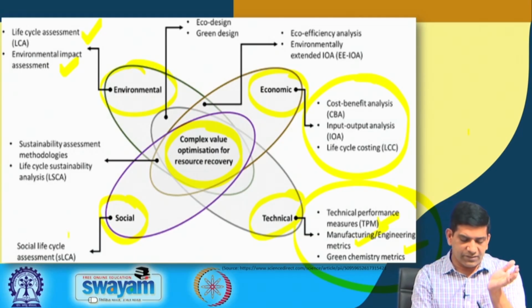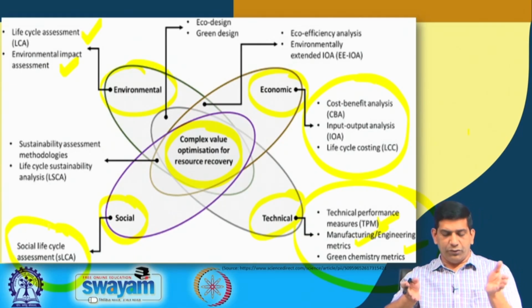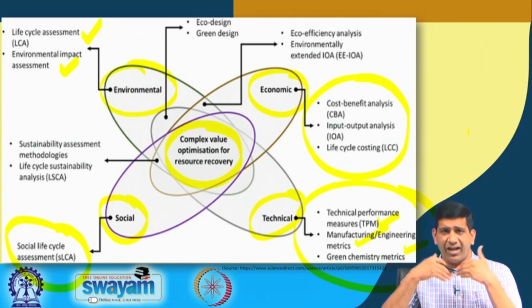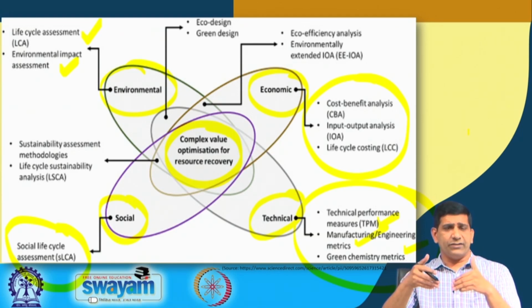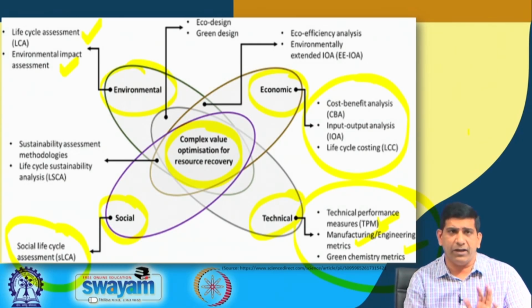Finally, for the social aspect, there is social life cycle assessment, which was developed by UNEP, very recently, a few years back. We are still learning how to do social LCA. The concept is a bit different, and we have to really learn and start using it. So that's the bigger picture of the four bigger areas.